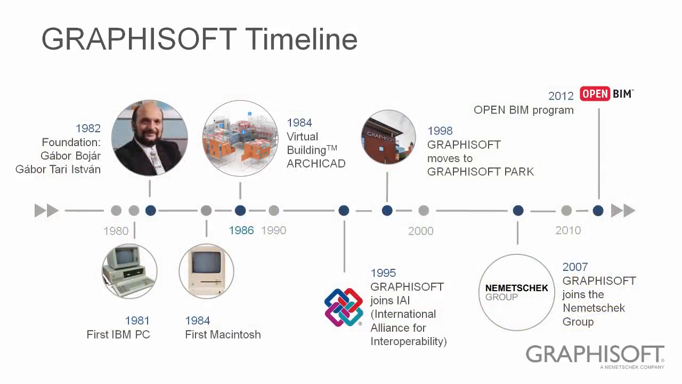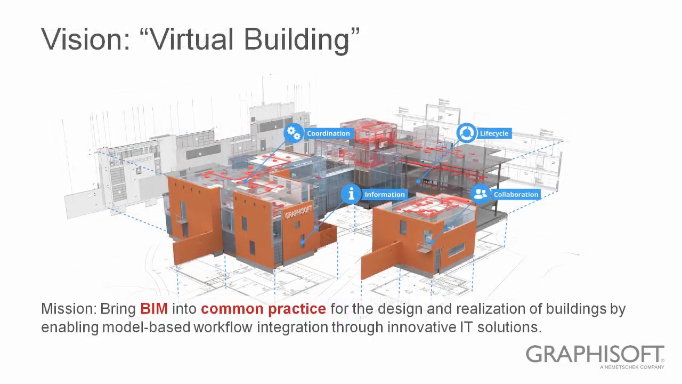This slide shows some important details in the lifetime of Graphisoft. You can see the portrait of our founder, Gabor Bojár, who already in 1982, 1 year after the commercial introduction of the very first personal computer, succeeded to write a computer program for 3D modeling and clash detection on a PC. Soon after, our founder discovered that the best customers for his invention were architects. So ARCHICAD, the first BIM application for architectural design, was born. Only at that time, we called our method virtual building and not building information modeling.